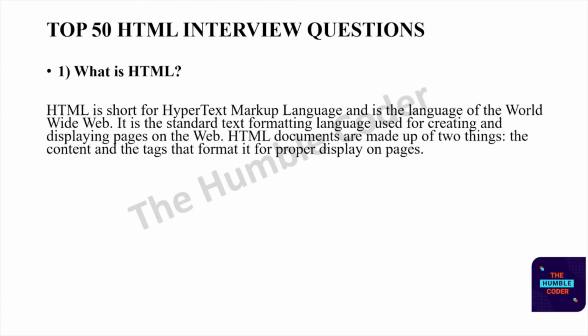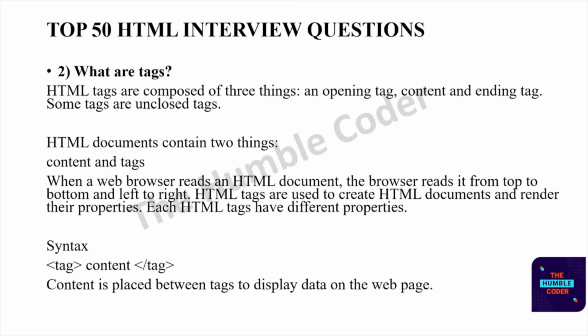Moving on to the next question, what are tags? HTML tags are composed of three things: an opening tag, content and an ending tag. Some tags are unclosed tags. An HTML document contains two things, that is content and the tag. When a web browser reads an HTML document, the browser reads it from top to bottom and left to right. The HTML tags are used to create HTML documents and render their properties. Each HTML tag has different properties.